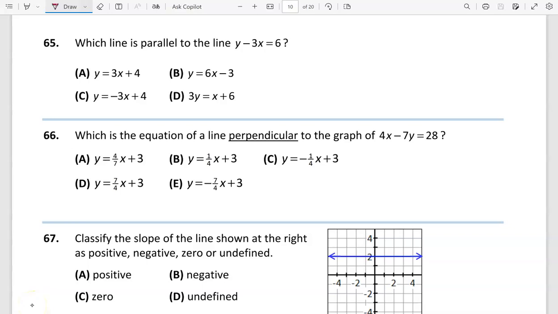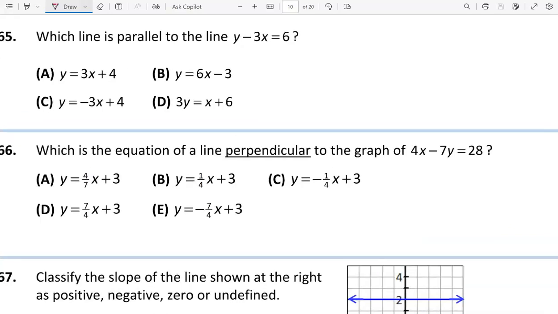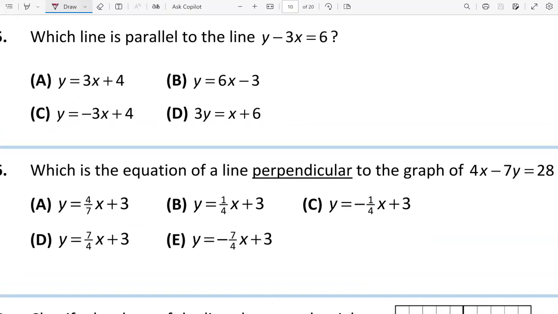In number 65, we're asked which line is parallel to the line y minus 3x is equal to 6. Parallel lines have the same slope, and in order to tell the slope of a line, it's easiest if you have the equation in slope-intercept form, or y equals mx plus b form. So in order to do that, we'll take the given line and add 3x to both sides, and so its slope will be 3, and then therefore the slope of a parallel line will also be 3.